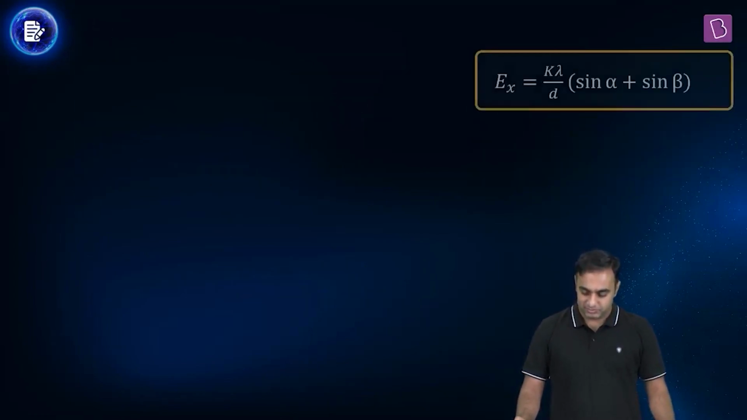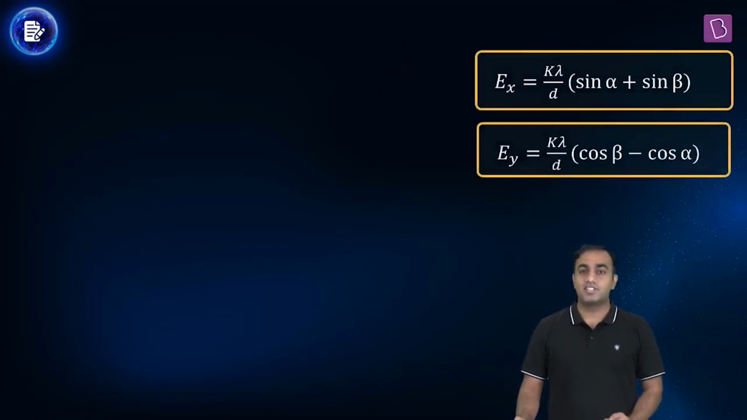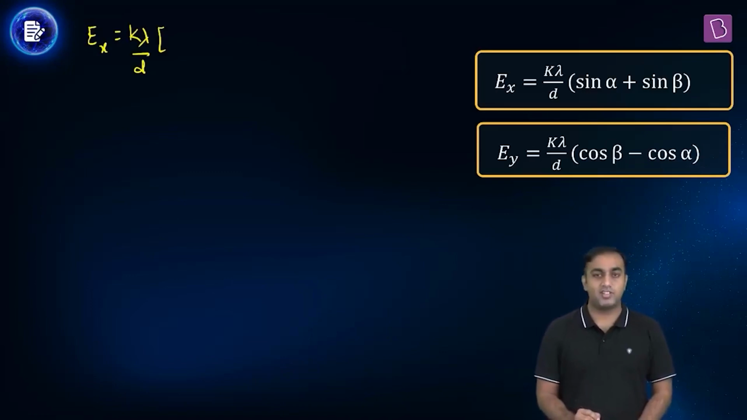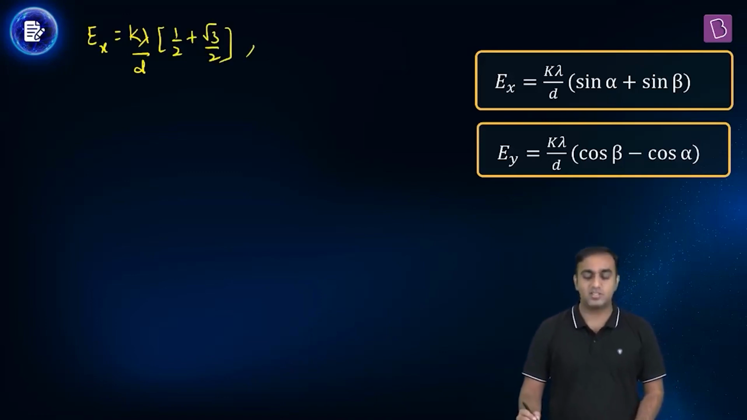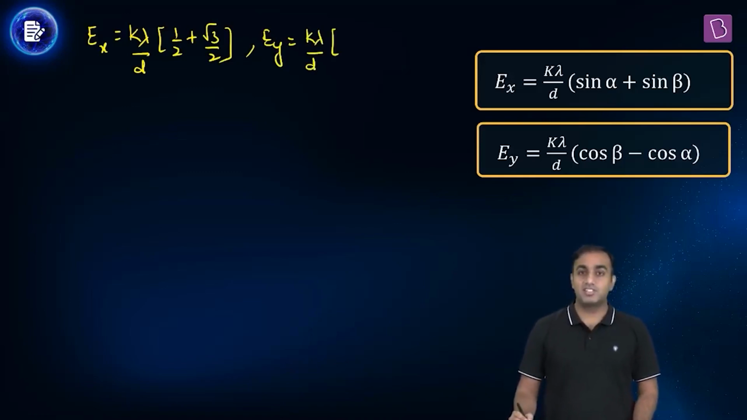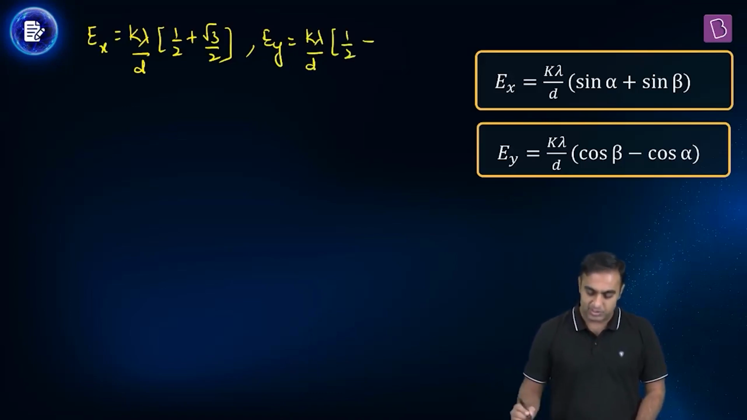These are the components. Let's find what is Ex and what is Ey. Ex turns out to be k lambda by d into sine alpha. Alpha is 30 degree, so sine 30 degree is half. Sine beta, beta is 60 degree, so sine 60 degree is root 3 by 2. Here is your Ex component. What about Ey? It is k lambda by d into cos beta, which is cos 60 degree, that gives you half, minus cos alpha. Alpha is 30 degree, cos 30 degree will give you root 3 by 2.